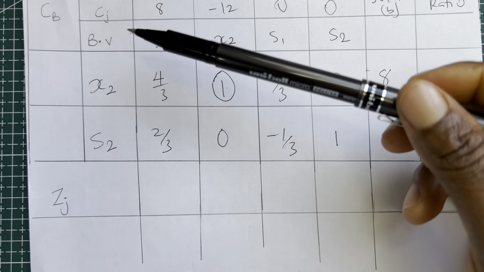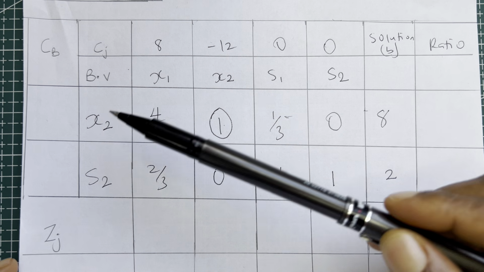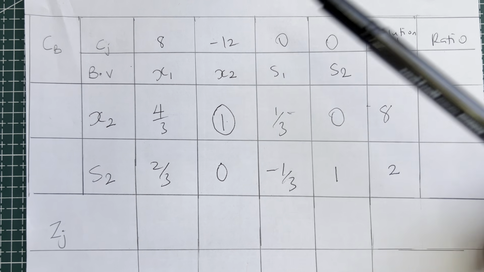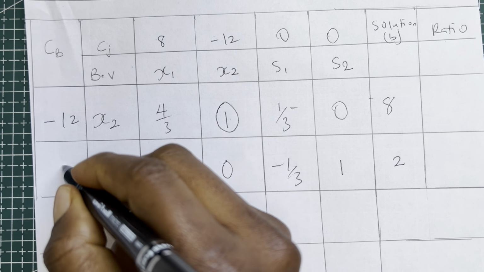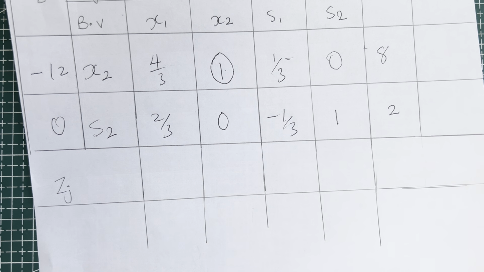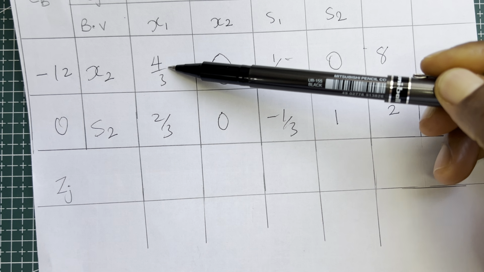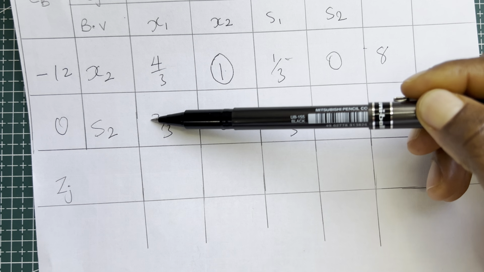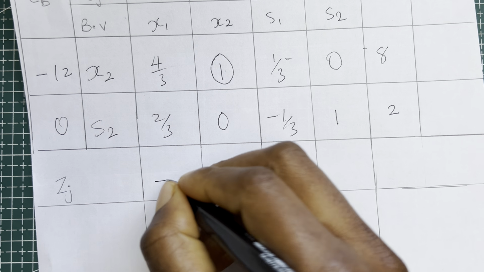The next is to find the coefficient of x1 and also x2 here. The coefficient of these, we have minus 12. Therefore, we write minus 12. For x2 here, we have 0. The next is to find our zj. To find our zj, we say minus 12 times 4 over 3, which will give us minus 16. 0 times 2 all over 3, which will give us 0. Minus 16 plus 0, we have minus 16.